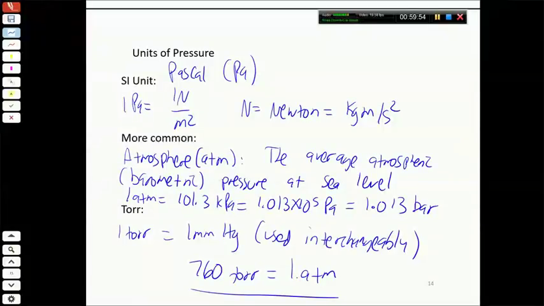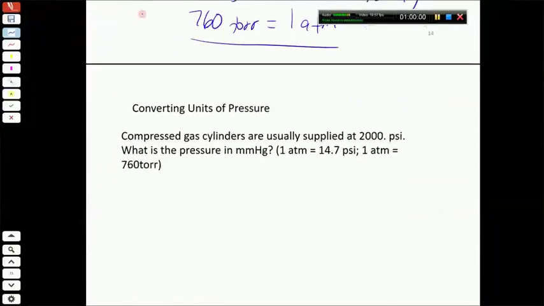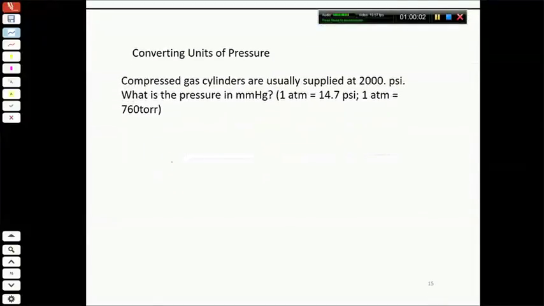All right, so those are the two units of pressure, torr and atmospheres. That's the numerical relationship between them. So let's just do one quick example of how we convert units of pressure. So if we have a compressed gas cylinder, they're usually supplied at 2,000 psi, which is a different unit of pressure that we don't use a lot, but we should see it here.